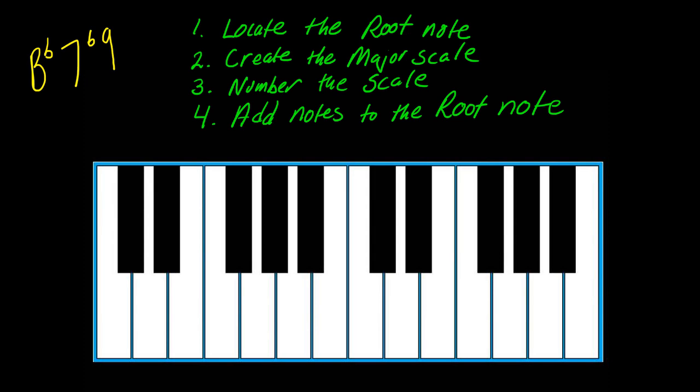So the first thing you need to know is what? Locate the root. Well, the root here is a B flat. So I'm going to go and number my B flat 1. I'm going to make the major scale and number it. So here's 1, here's 2, here's 3, 4, 5, 6, 7. Here's going to be 1.